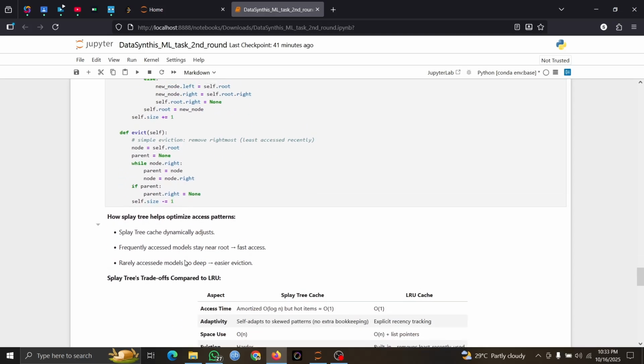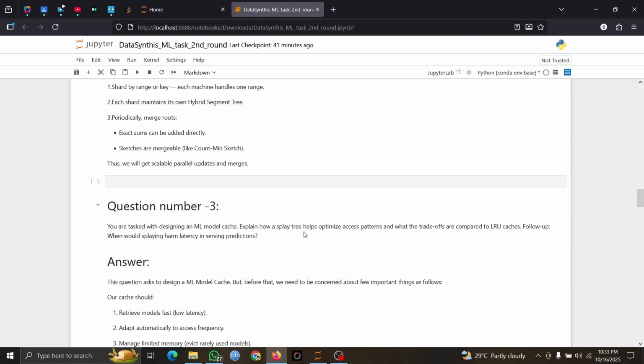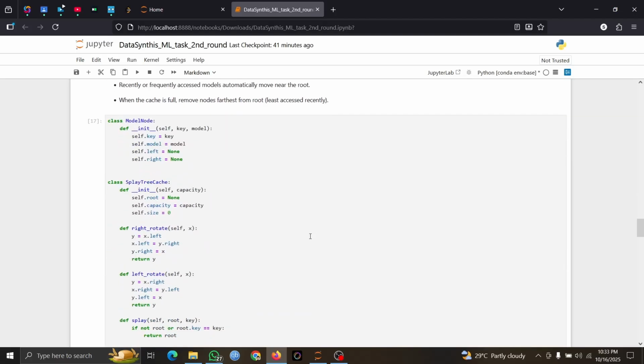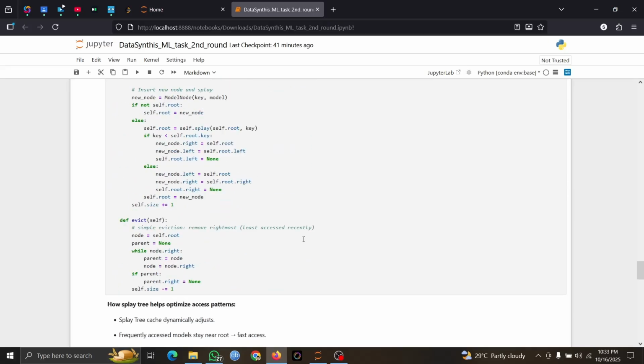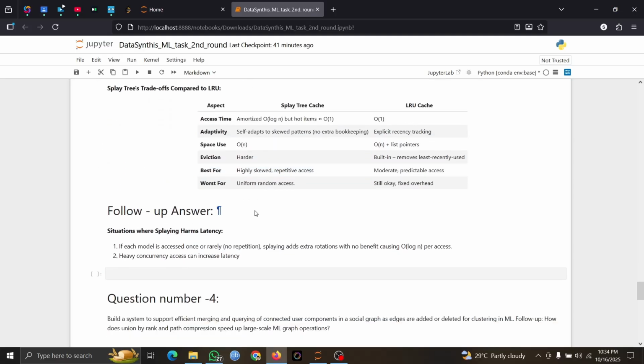Now moving to question number 3: how does a splay tree help to optimize access patterns, and what are the trade-offs? I have discussed here the trade-offs with the LRU, meaning least recently used cache, and the splay tree, and I also discuss how it optimizes access patterns. Now there is also a follow-up question: when does a splay tree harm latency?